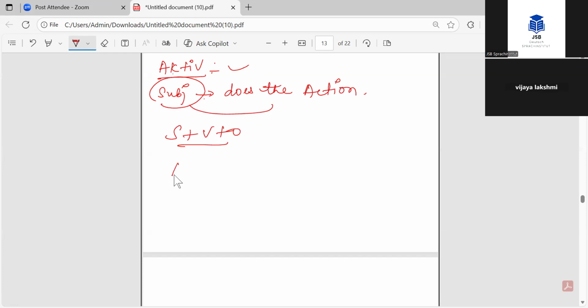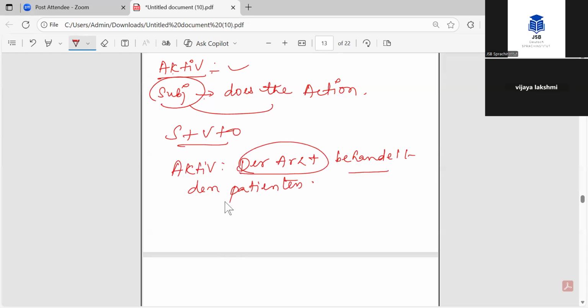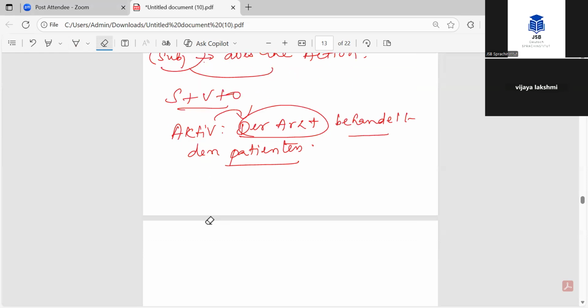Okay. So now in this active, they are asked, be handled, then patient. Clear? Patient. The doctor treats the patient. So that is the active. Clear? So what is passive? What is passive?